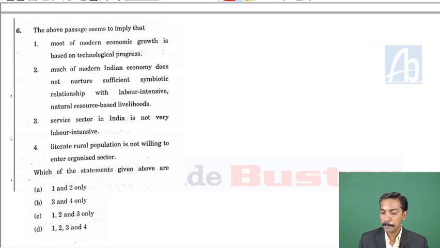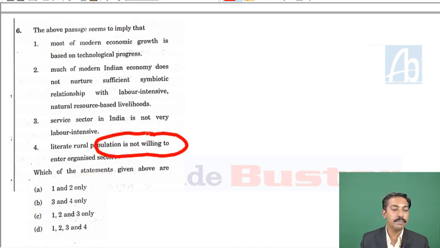Question number 6. The above passage seems to imply that most of modern economic growth is based on technological process. Much of modern Indian economy does not nurture sufficient symbiotic relationship with the labor-intensive, natural resource-based livelihoods. Service sector in India is not very labor-intensive. Literate rural population is not willing to enter organized sector. Of the 4 statements, the moment you read the 4th statement, you can easily eliminate it, because the passage doesn't say that rural population, especially literate rural population, is not willing. Statement 4 is invalid, so you can eliminate the options where statement 4 is present.